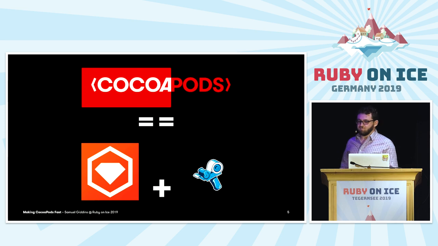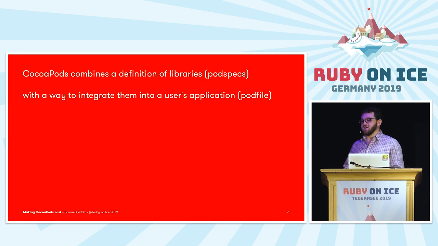So CocoaPods is basically what would happen if you took RubyGems, you took Bundler, and you smashed them together. That's essentially the job it performs for the Cocoa community. It's both a package manager and a dependency manager. So it combines a definition of how libraries work, a podspec, with a way to integrate them into a user's application, a Podfile. So this might be sounding familiar. If you take the word pod in anything in CocoaPods and replace it with gem, you'll probably be able to understand what I'm talking about pretty easily, and this is no coincidence.